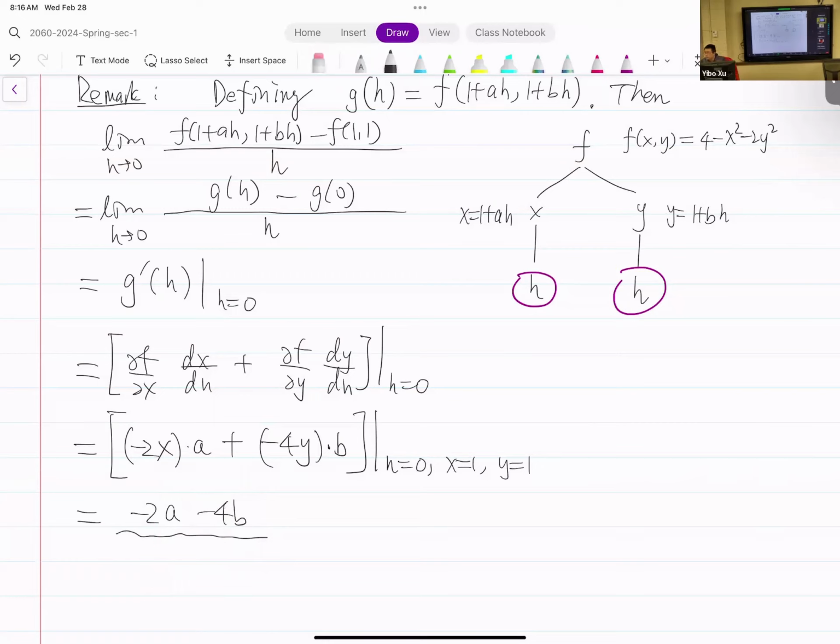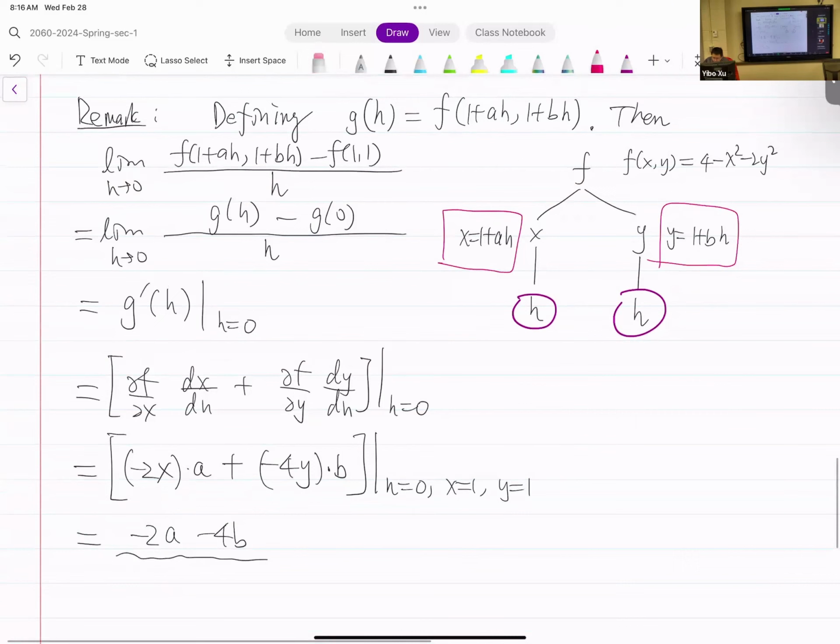Why do we know that x equals 1 and y equals 1? This is a very good question. So why do we know the x and y values? That's right here. Basically, this part is the x coordinate, this part is the y coordinate. So we started with the function f of x, y, but now we are looking at this little g, which is basically saying x is 1 plus ah, y is 1 plus bh. That's exactly it. Okay, I get it. Any other questions?